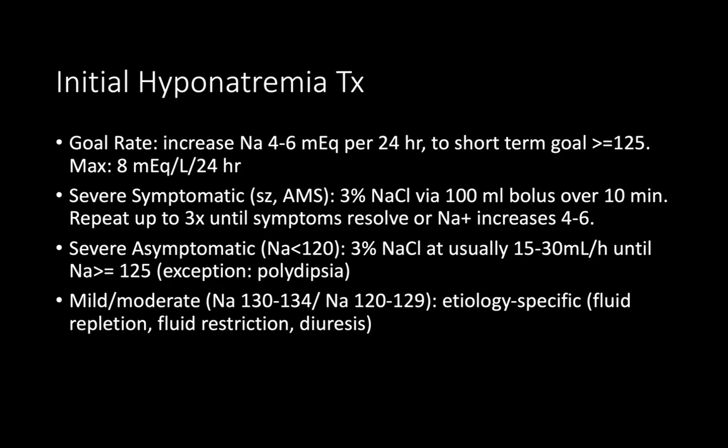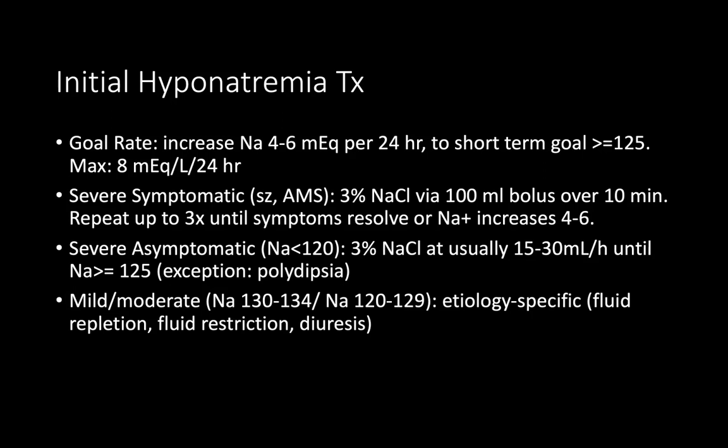In somebody who is severely symptomatic and hyponatremic, so they're coming in having seizures, they have an altered mental status, they may be somnolent, confused, obtunded, maybe experiencing some weakness in their extremities, you want to go ahead and give them hypertonic saline. So that's 3% sodium chloride, and you want to give it in a bolus form. So 100 milliliter bolus over 10 minutes. And if the symptoms haven't resolved, you want to repeat this. You can repeat this up to 3 times or until the sodium has increased by about 4 to 6 milliequivalents.